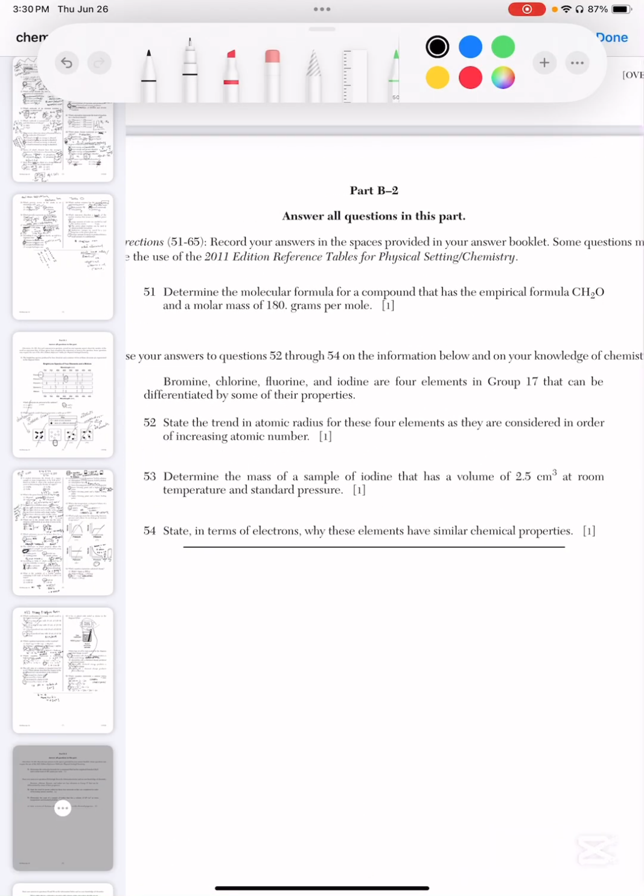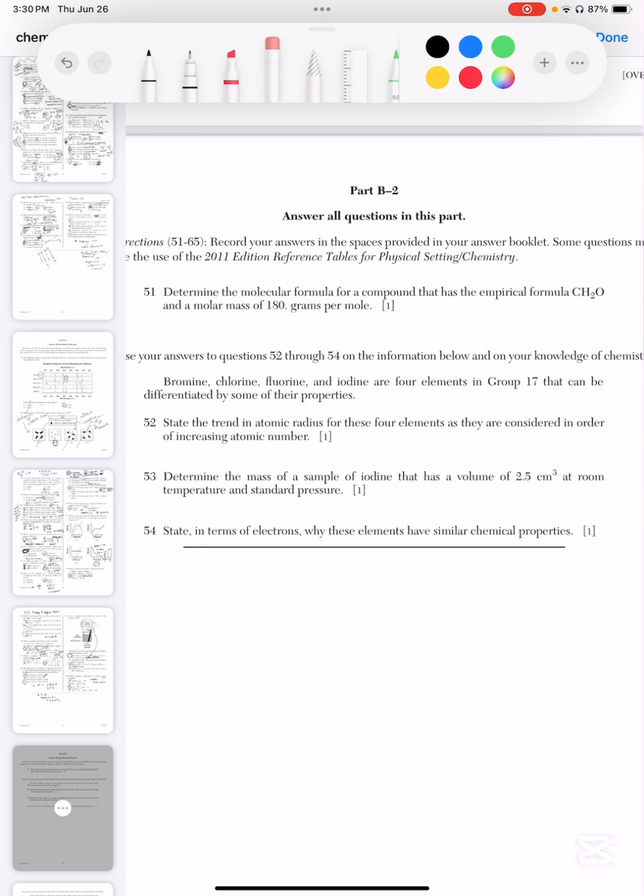Now for the FRQ section. Let's see. Molecular formula, empirical formula of a molar mass of 180 grams per mole. Okay, this is just sugar, right? I just know this because I see sugar all the time.